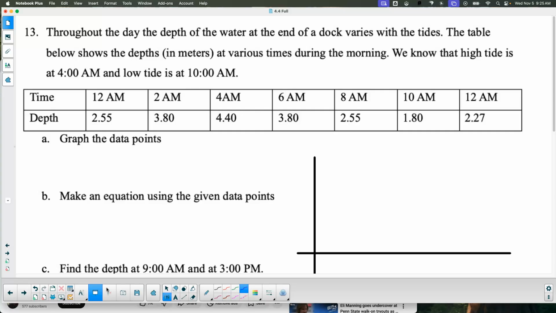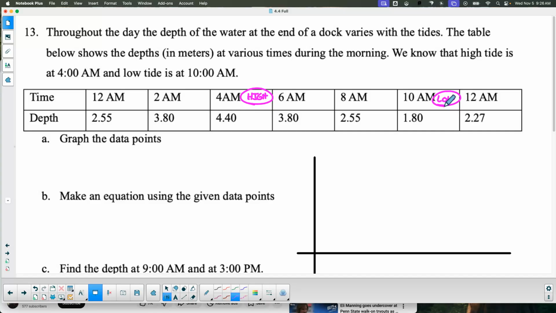We know that the high tide is at 4 a.m. So this is high tide. We know that the low tide is at 10 a.m. So low tide is there. Why are those important to us? That we know when high tide and low tide is. That's our high and our low of our function, then, right? Okay, so that sets everything.